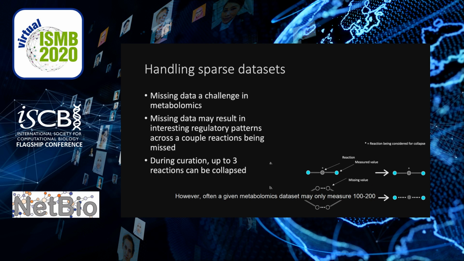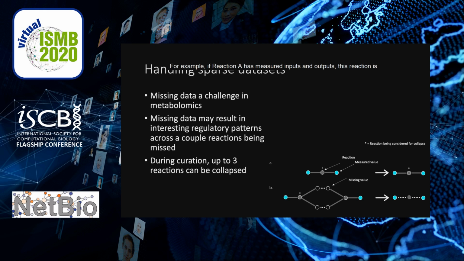However, often a given metabolomics dataset may only measure 100 to 200 metabolites, while there are over 1,000 involved in metabolism. In order to address this challenge, we developed a method of summarizing reactions with missing data by merging these reactions if the terminal ends of the subpathway are measured. For an example, if reaction A has measured inputs and outputs, this reaction is maintained as is in the network. But in reaction B, where it's missing measurements for an intermediate step, these two reactions can be merged to generate one pseudo-reaction, thus allowing for more complex pattern searching across this space.